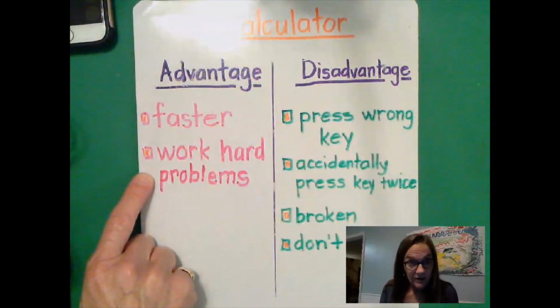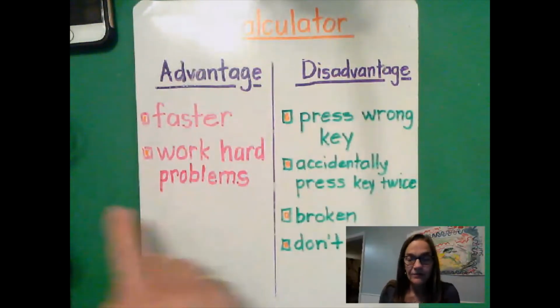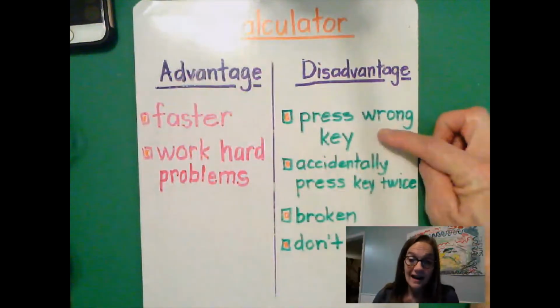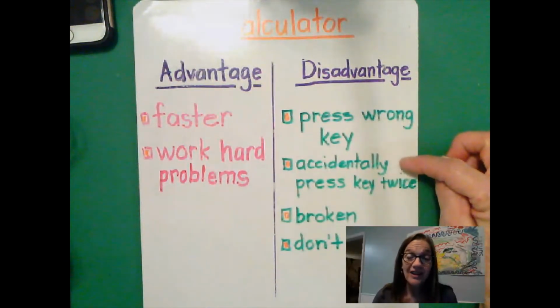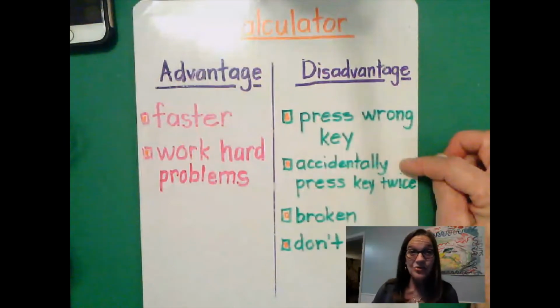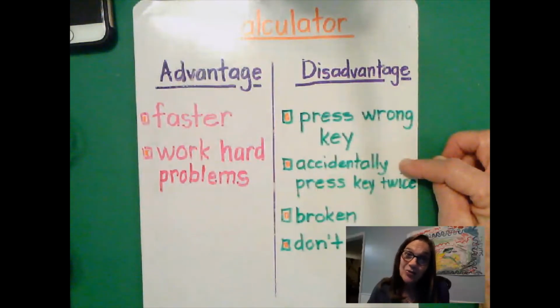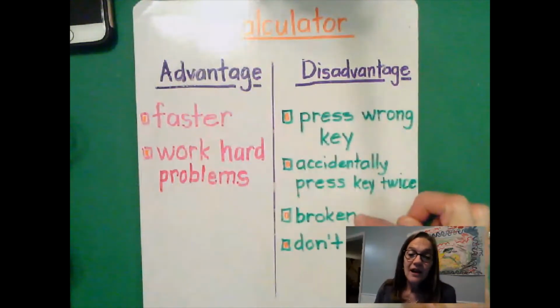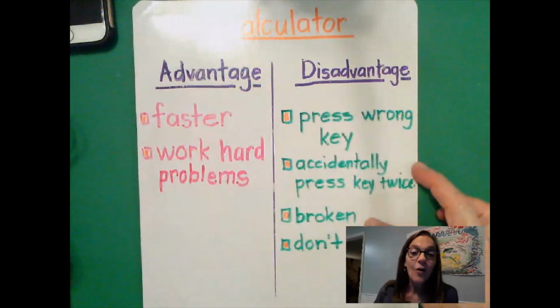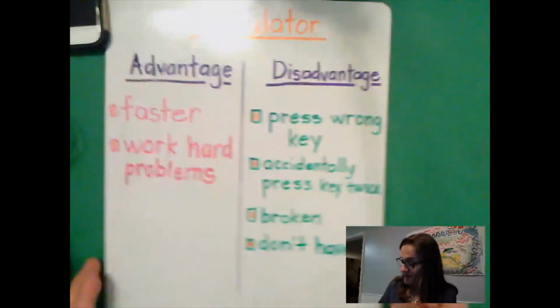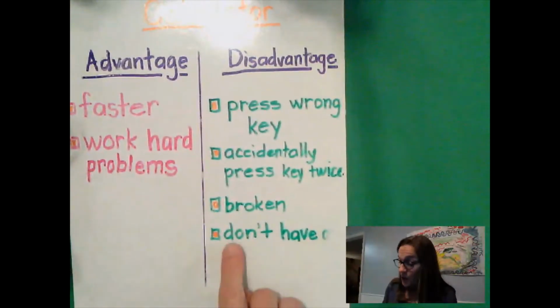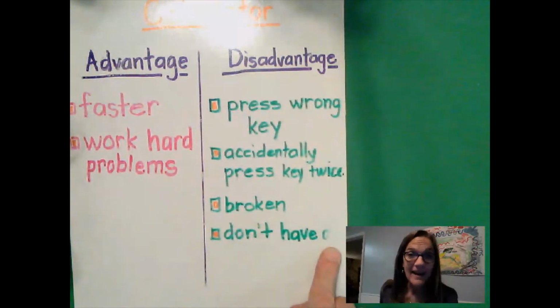But there are disadvantages to a calculator. If you press the wrong key, you're going to get the wrong answer. If you accidentally press a key twice and you don't know it, you're going to get a wrong answer, and you're not even going to know maybe that it's wrong. Your calculator might be broken, or maybe you don't have one, or at least you don't have one with you when you need it.